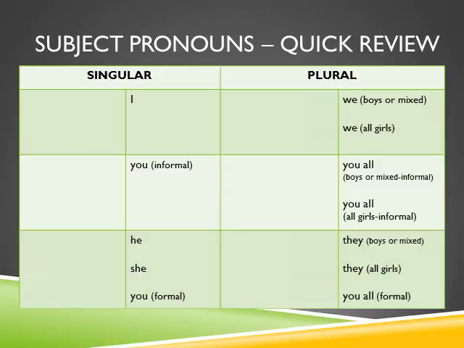Okay? All right, so we're going to actually organize our subject pronouns into a nifty little chart. So I have singular pronouns on the left-hand side. I have plural pronouns on the right-hand side. Okay, the word for I is yo. The word for you informal in Spanish is tú. Okay, he is él. She is ella. And you formal is usted.